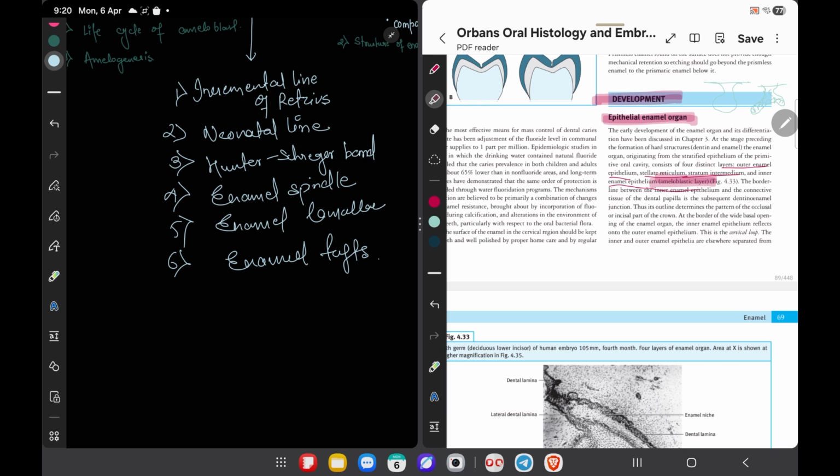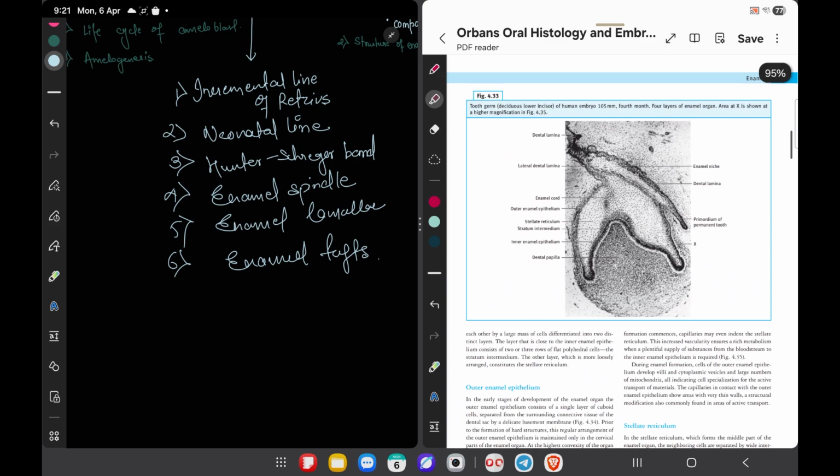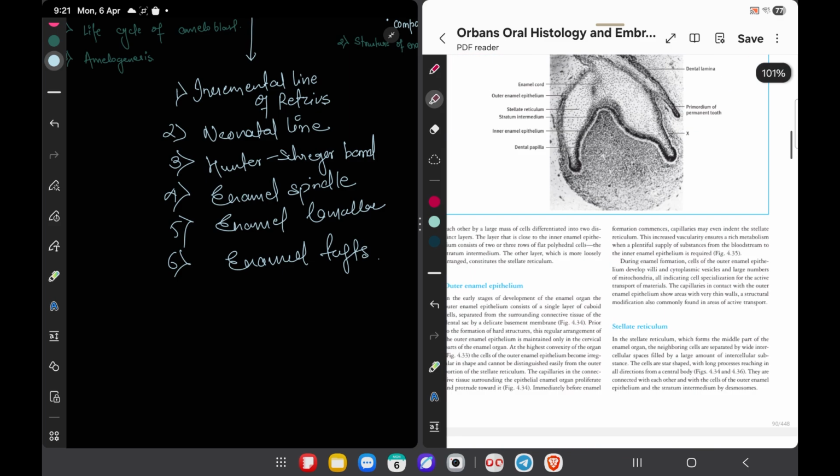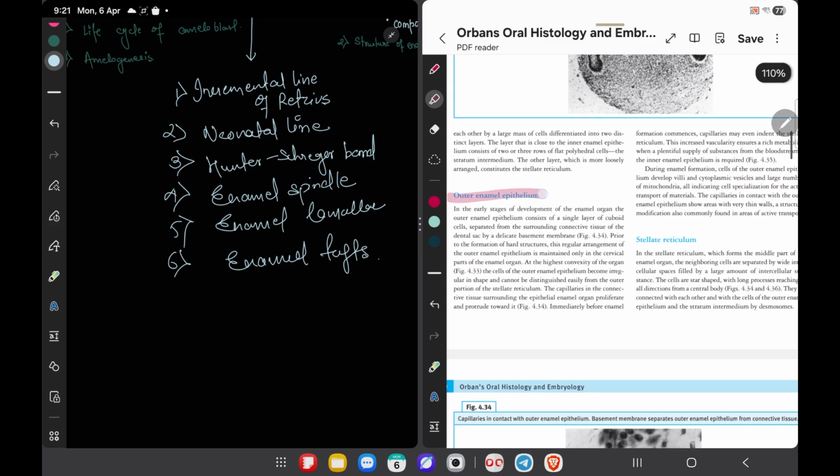How the signals are sent between the enamel epithelium and the odontoblasts present in the dental papilla. About the cervical loop: the cervical loop is a zone where the inner enamel epithelium and outer enamel epithelium come in contact.